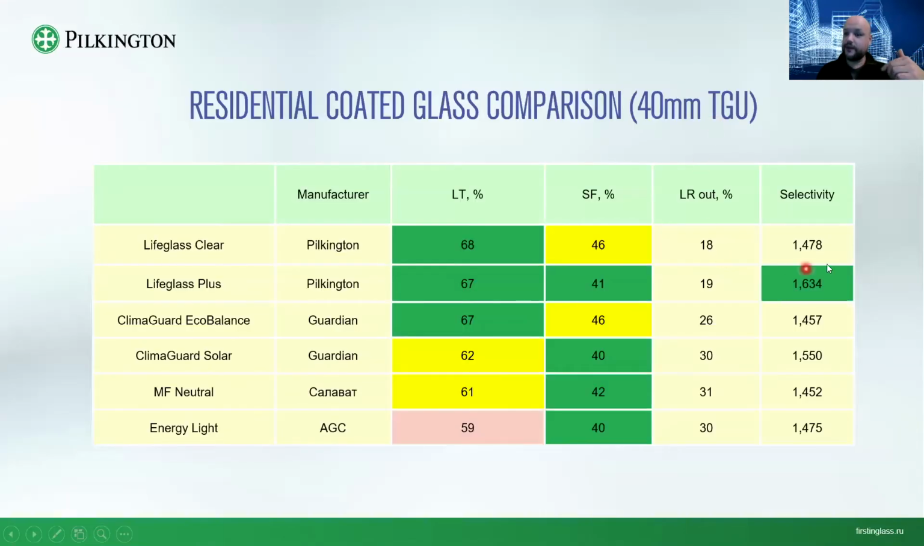And now, again, I will show you the table with this selectivity. Selectivity is very simple. It is light transmission divided by solar factor. Simple as that. One of the highest selectivities is on Pilkington products. If we compare SunCool glass, the results would be much the same.